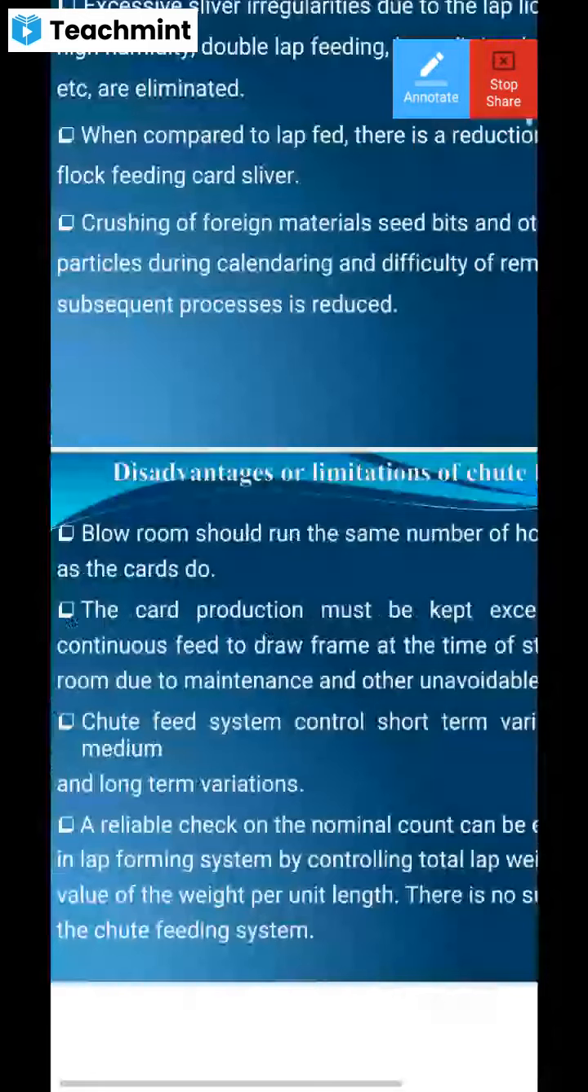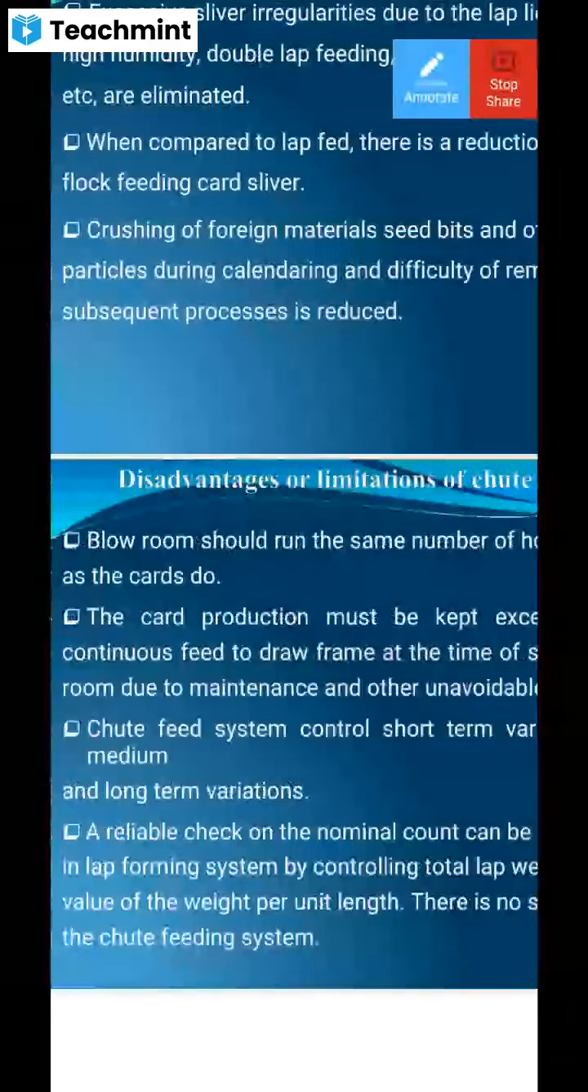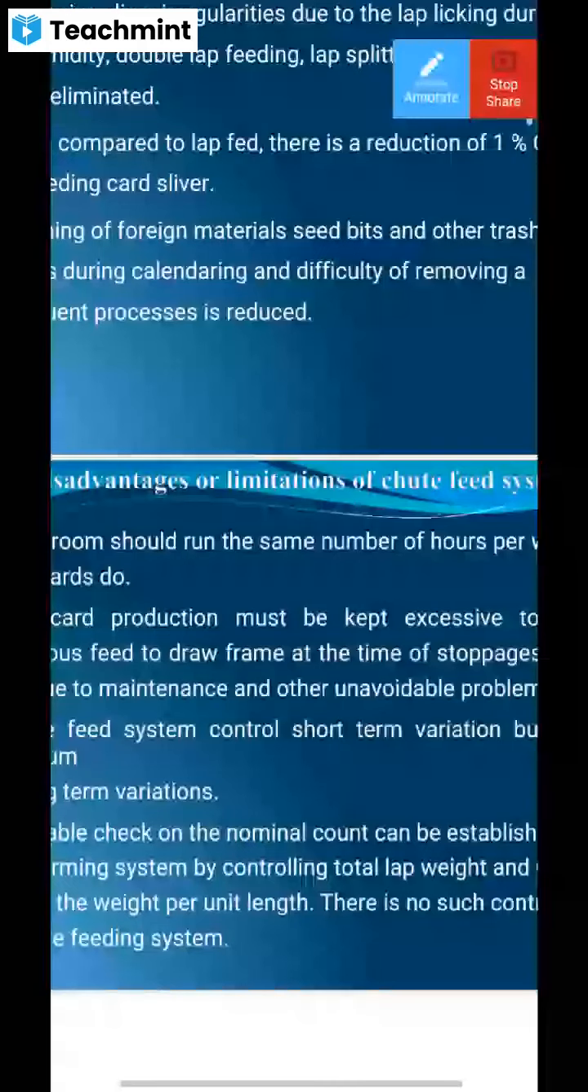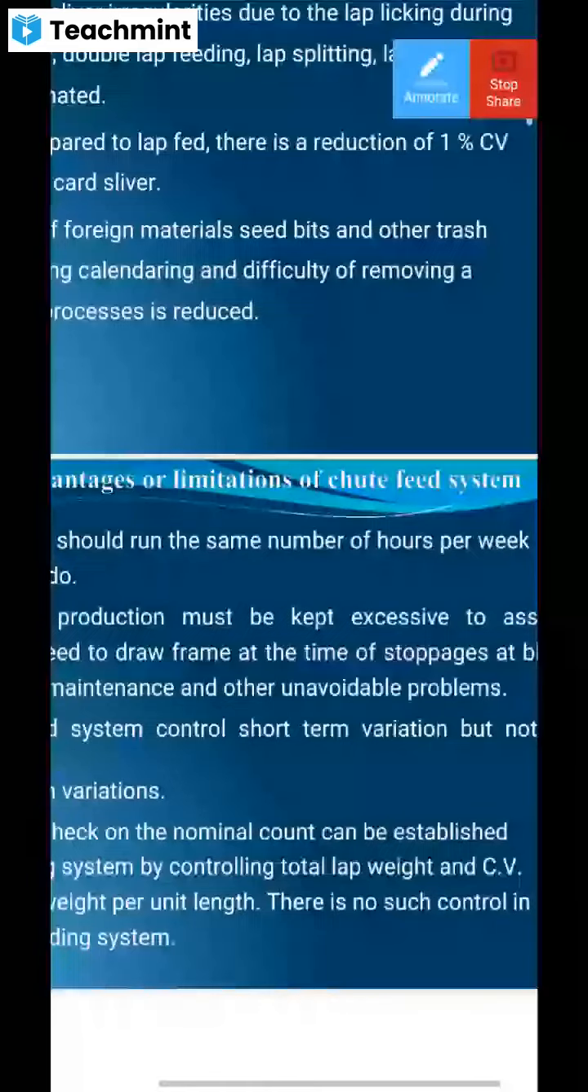The disadvantages or limitations of chute feeding system are given below. Blow room should run the same number of hours per week as the carding does. This is one of the main drawbacks. You attach 7 to 10 cards in a series or a circuit or a line flow. If the blow room machine stops for any maintenance reason, the carding, the total number of cards, is also affected. So for 7 to 10 cards, productivity also totally shuts down or comes down. So this is the main disadvantage. The blow room should run the same number of hours per week as the card.